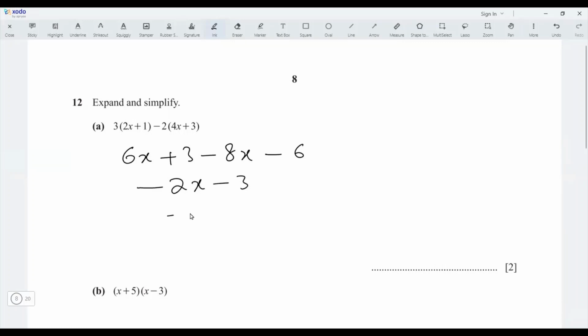You can take negative as common, but if you have written down either this one or this one, both are fine.